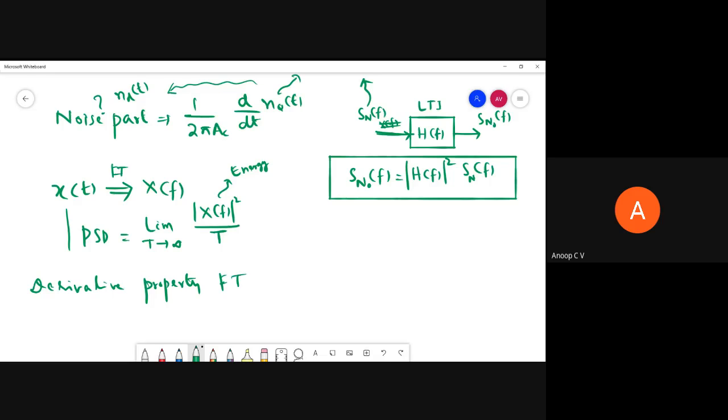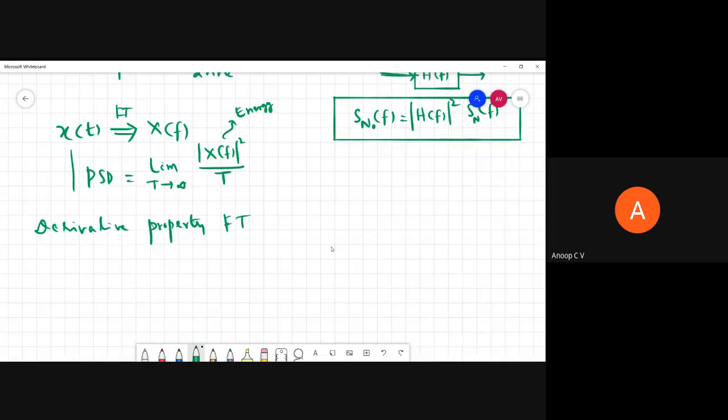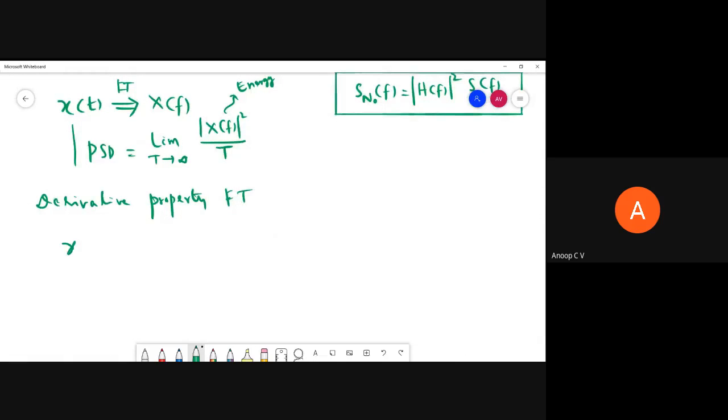Derivative property of Fourier transform, right? So this property says if x of t has Fourier transform X of f, then the Fourier transform of d by dt of x of t will be j 2 pi f times X of f. Do you remember this?